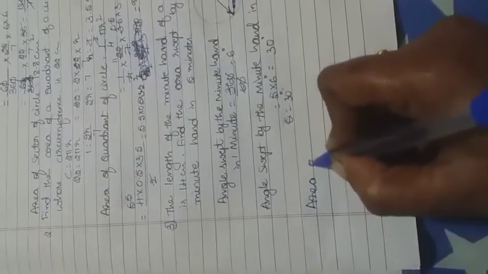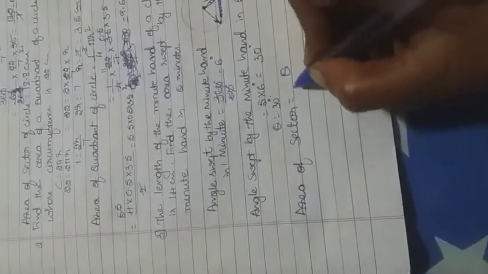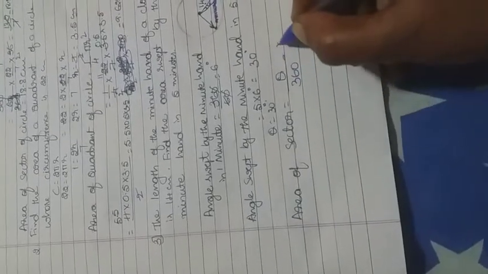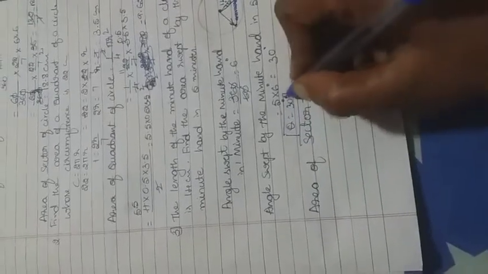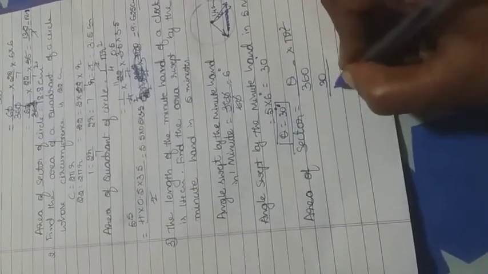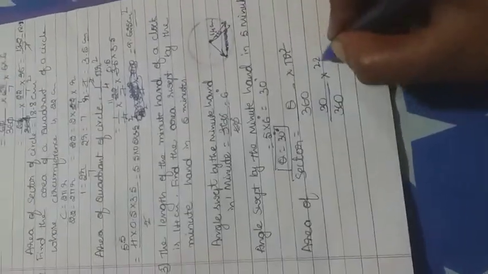They are asking to find the area, so let us take the formula. Area of a sector, you know that already, is theta divided by 360 into pi r squared. Let us substitute the values. Theta is 30 degrees, so 30 divided by 360 into pi, which is 22 by 7, into r, which is given as 14, into 14.